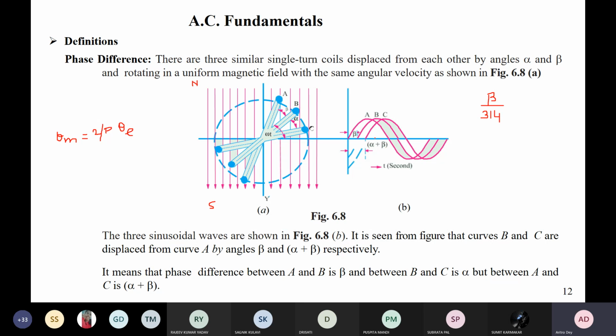And similarly for C, what is the difference between A and C? The mechanical angle is alpha plus beta. So it will take alpha plus beta divided by omega time to reach the peak, so it will be delayed. So the C waveform is lagging, B is lagging, but compared to C, A and B are leading. Compared to B, only A is leading, C is lagging, and so on. We can also represent them in terms of phasors, so it will be easier for us to deal with when we start analyzing the circuit.